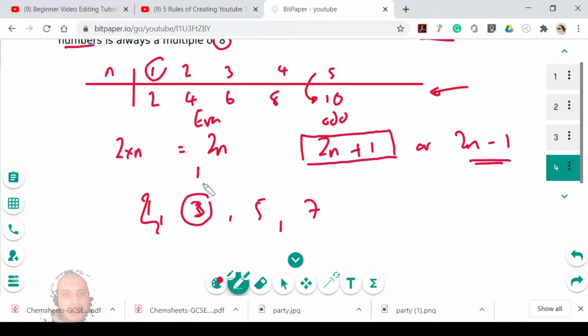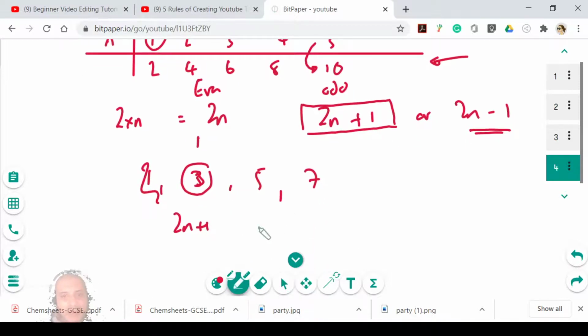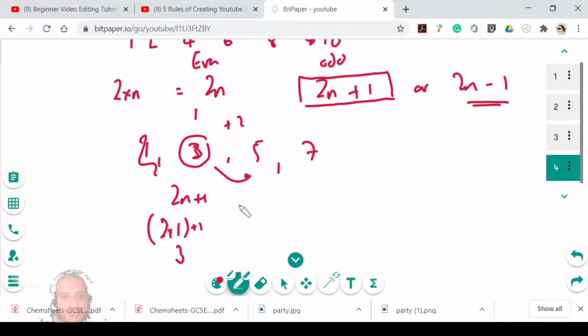So if this is my first one, this is 2n plus 1, well, how do I get to my next odd number, which is here? Well, actually, I've added 2. Yeah? So if I change this one, it would be 2 times 1 is 2, add 1 is 3. Well, I want 5. So I'm going to do 2, this is my second term, times 2 is, what am I doing?